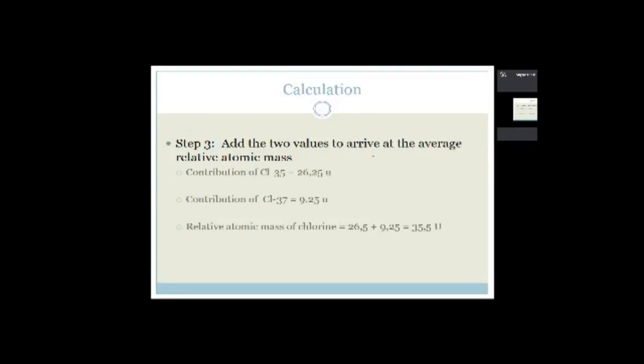So then what we need to do is add the two values to arrive at the average relative atomic mass. You've got chlorine-35, which is 26.25, and chlorine-37, which is 9.25. Therefore, the relative atomic mass of chlorine is 35.5 atomic mass units.